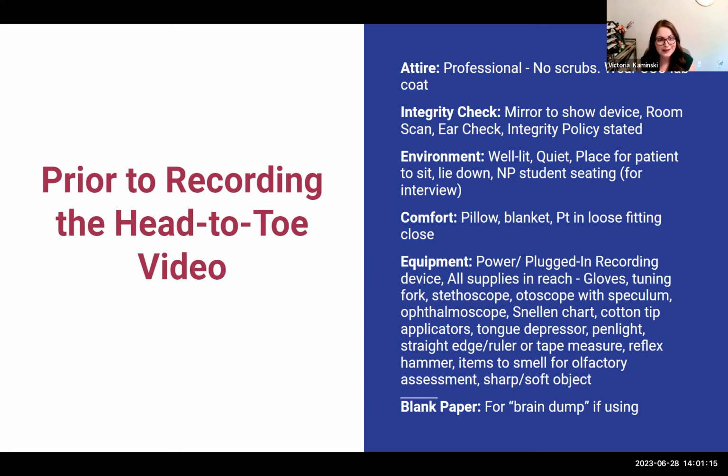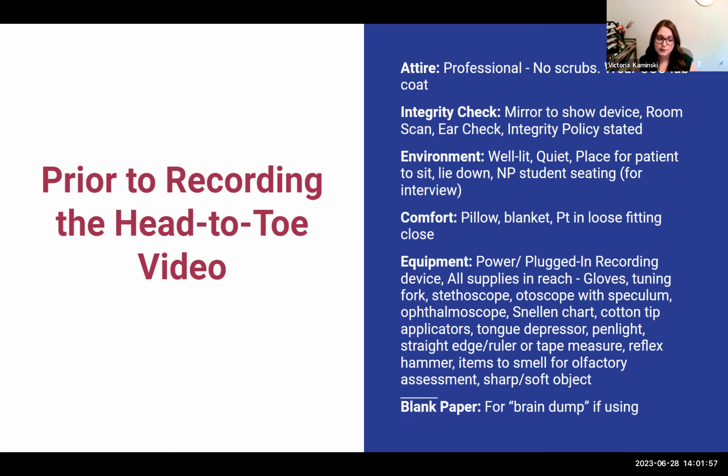The environment should be well lit, a quiet place, a place for the patient to sit, as well as you as the nurse practitioner to sit, and then a place for the patient to lie down, as you are going to need to perform many of the exam skills in a seated position, along with having the patient lie down for their abdominal exam, for their cardiovascular exam, and then showing area where the patient is able to walk for a gait, and that will be part of your neuro and MSK. For comfort, you should have a pillow, a blanket, or something that you are able to cover the patient with for comfort, and the patient should be in loose fitting clothing.